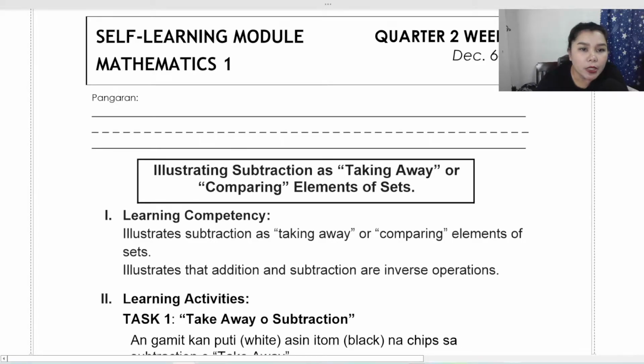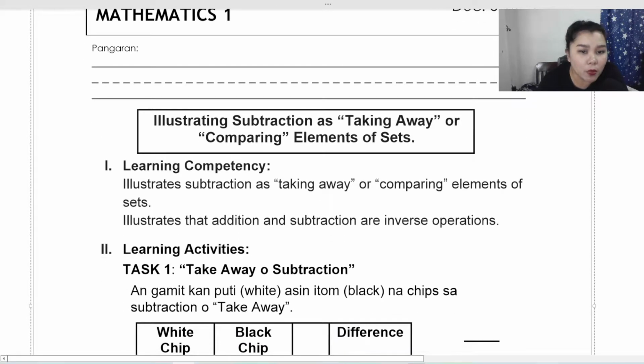So, our module is about illustrating subtraction as taking away or comparing elements of sets. So, we are done with addition. This is the second operation. We call it subtraction. It means taking away, or we can also use it for comparing elements of sets. Later I will show you what this is about.